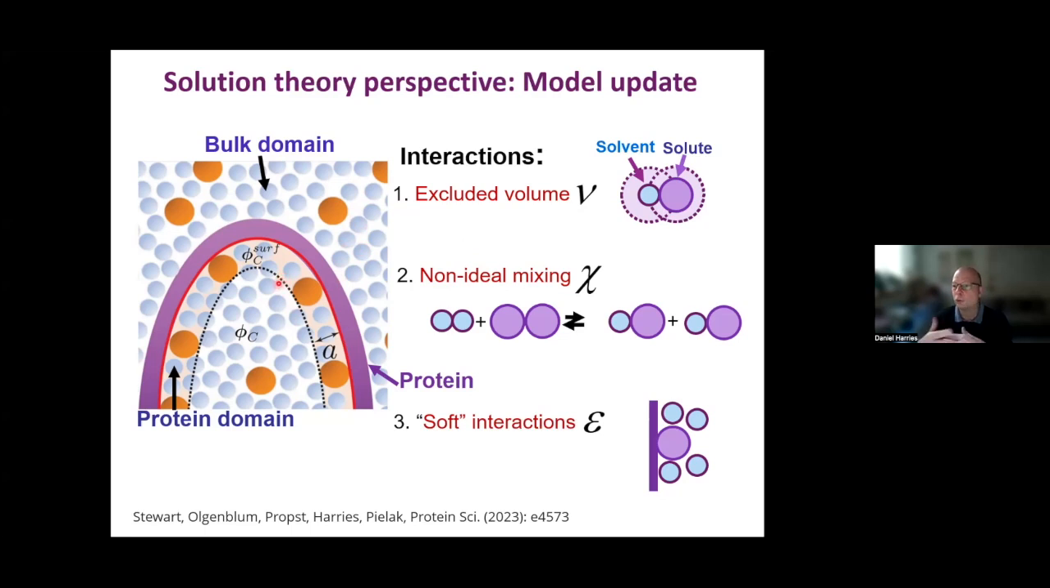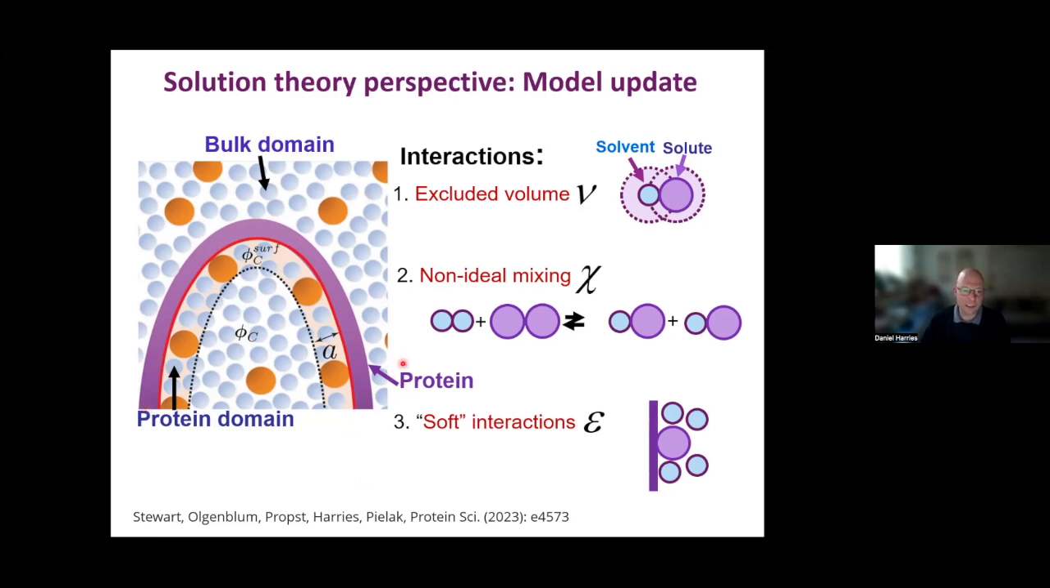And we're thinking about two regions where the solution behaves quite differently. One is the bulk domain, that is far away from the macromolecule or the colloid. And in the bulk domain, we basically just have solvent and solute, so solvent and Crowder. Then, close to our protein or colloid, we have a region where the Crowder can interact directly with the protein. And this can be through excluded volume interactions. It can be through other types of interactions.